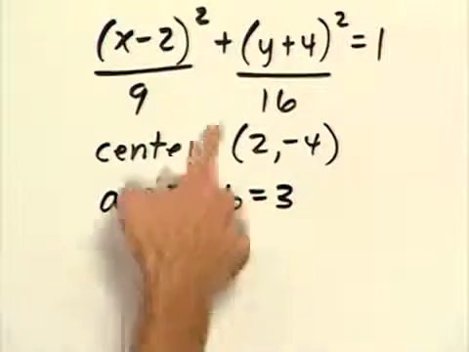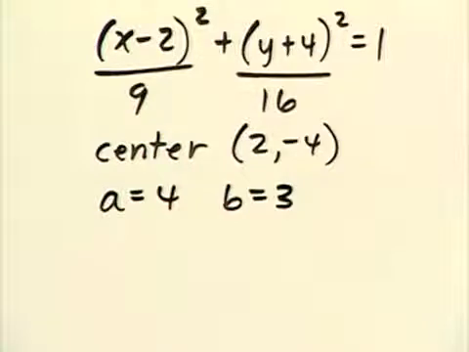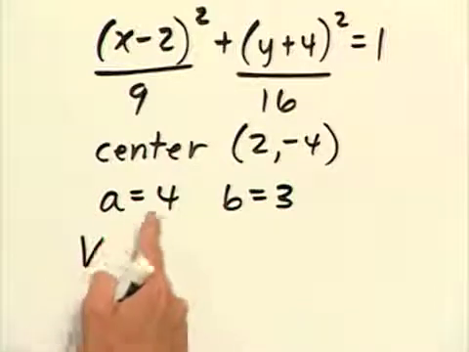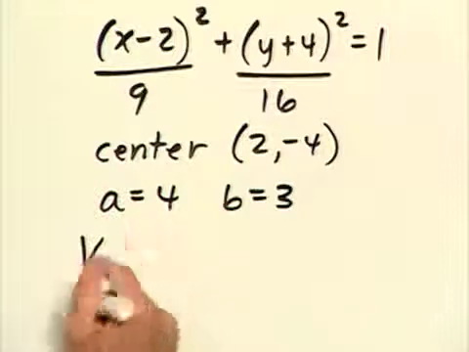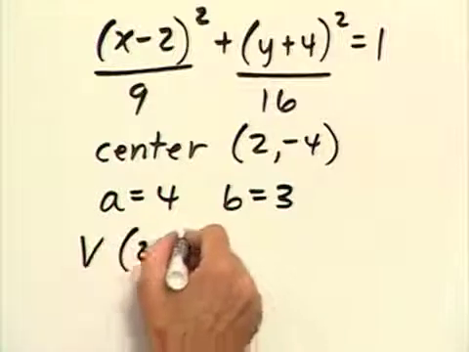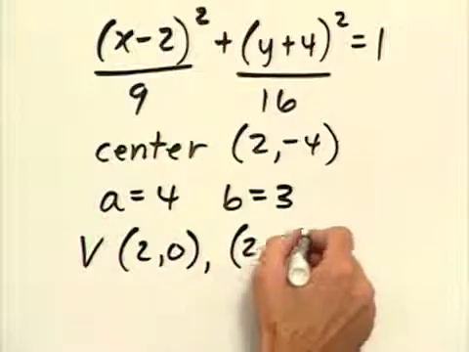A is always the square root of the larger denominator. B will be the square root of the smaller denominator. From here, we know what the vertices are. The vertices will be 4 units above and below our center because A is equal to 4. So our vertices will be 2, 0 and 2, negative 8.